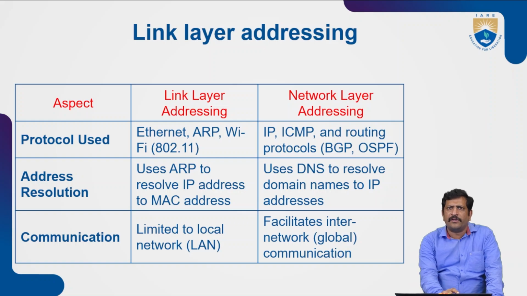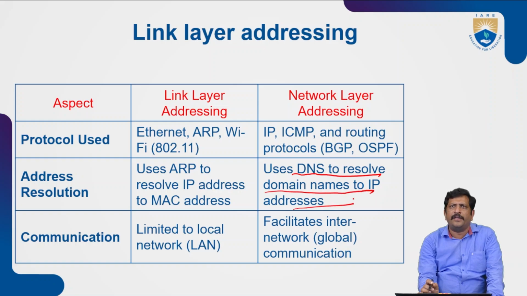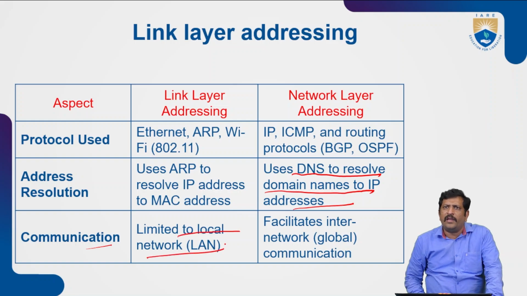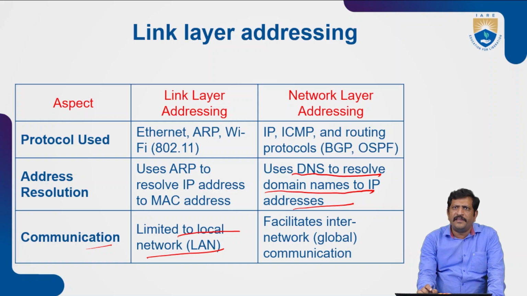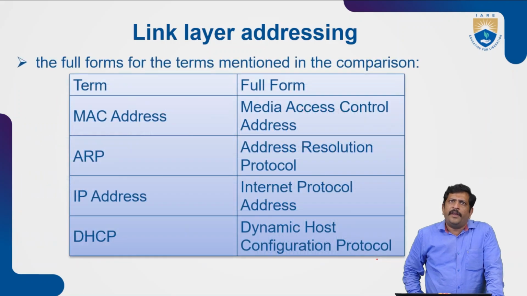Next, address resolution. Link layer addressing uses ARP for resolving IP addresses to MAC addresses, and network layer addressing uses DNS for resolving domain names to IP addresses. In terms of communication, link layer addressing is limited to the local area network, and network layer addressing facilitates inter-network communication. That means global internet communication can be done.